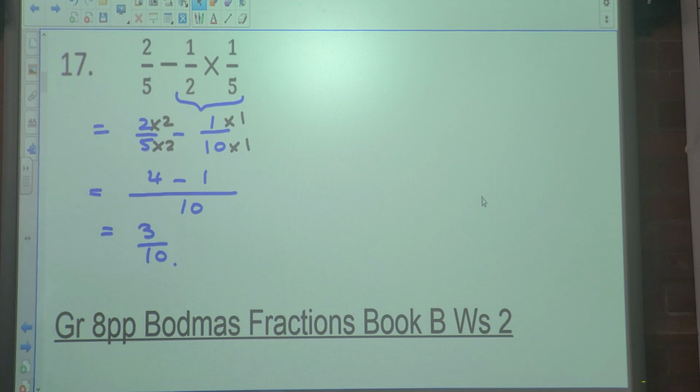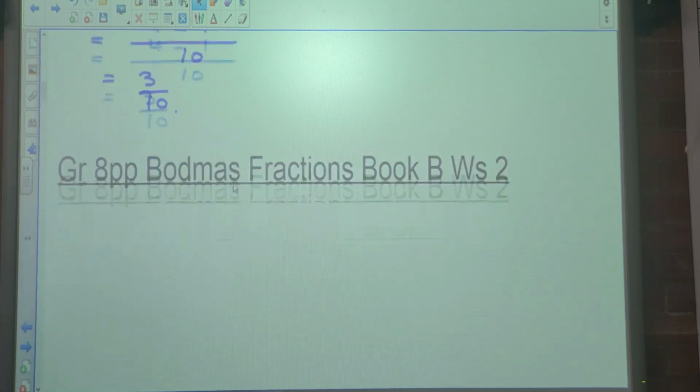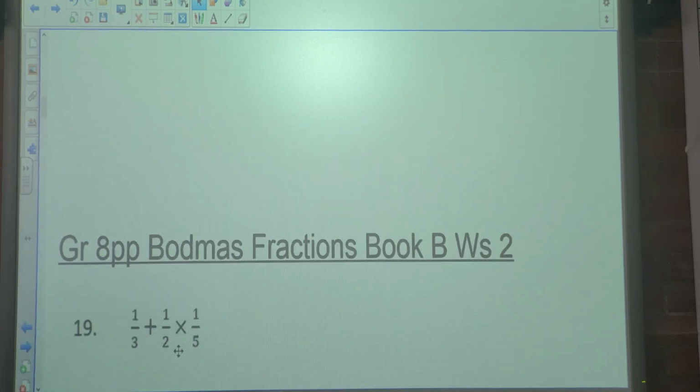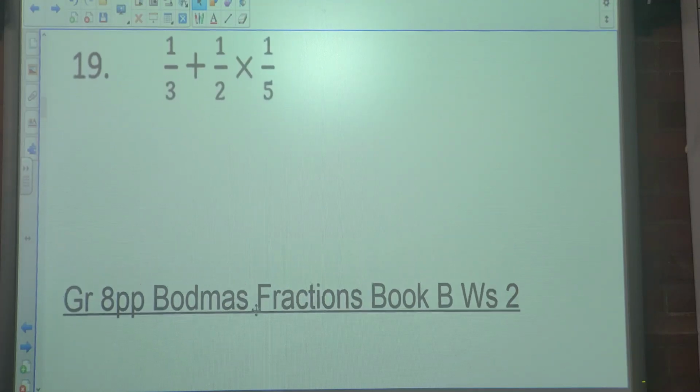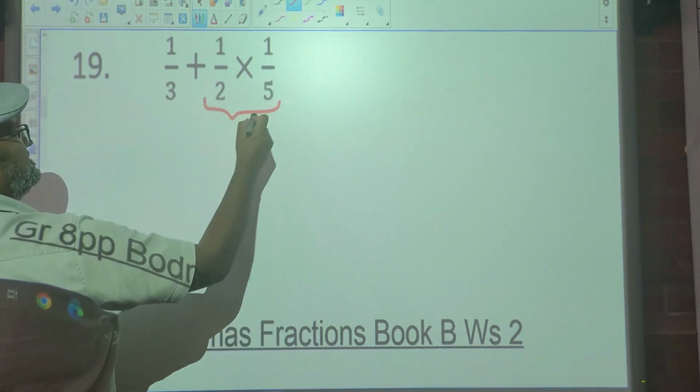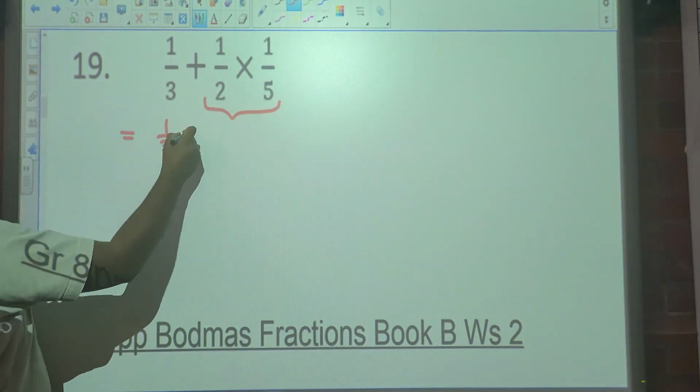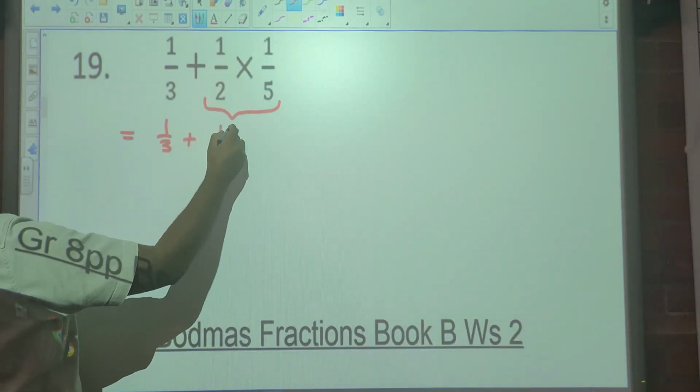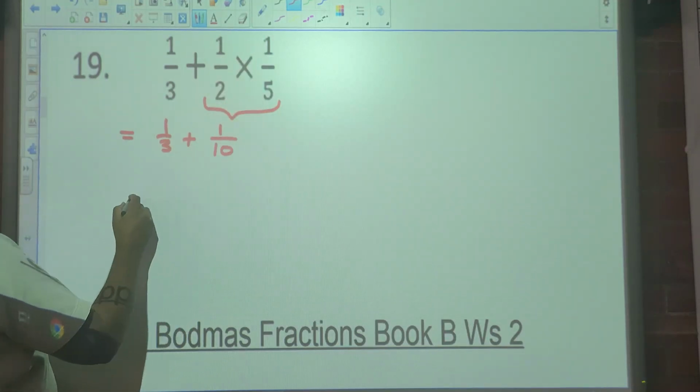Okay, so that's number 17. Let's carry on to number 19. What needs to be done first? Multiplication. So it's going to be a third plus 1 multiplied by 1 is 1, 2 multiplied by 5 is?